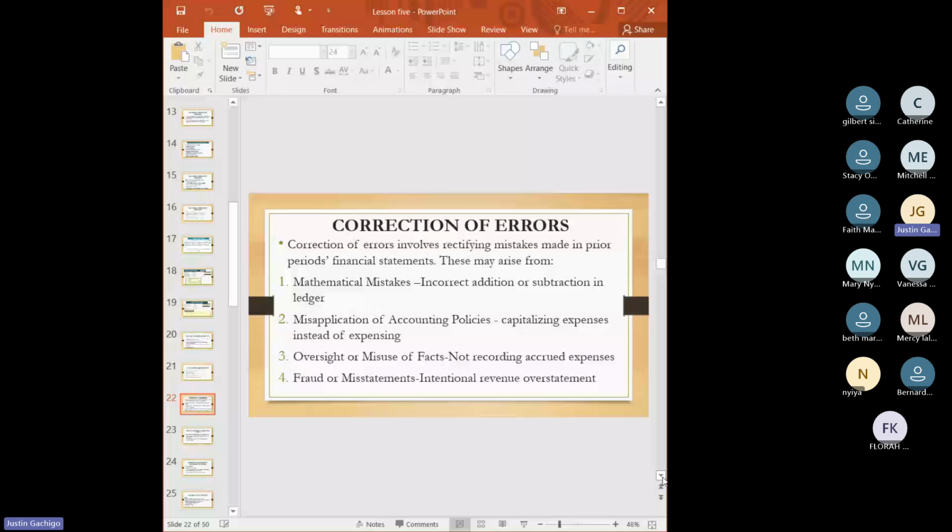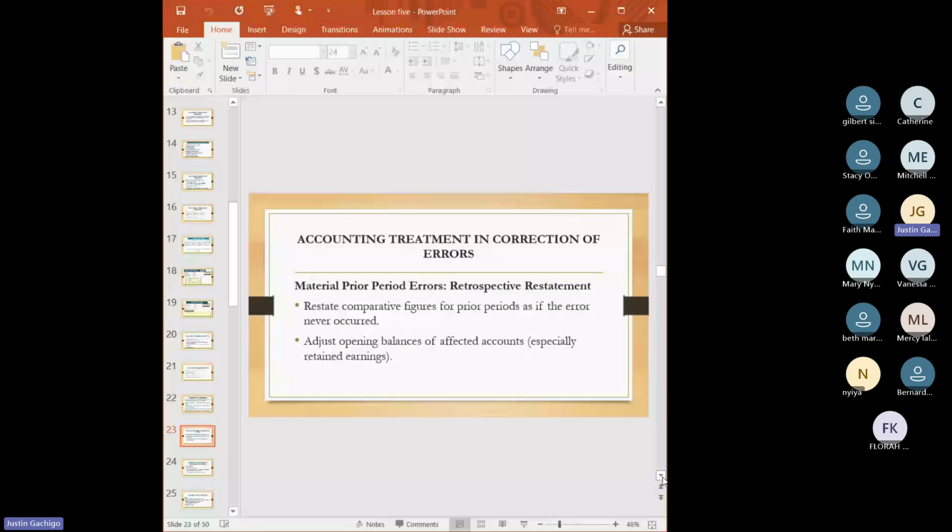The other one is fraud or misstatement. This is intentional revenue overstatement. You can decide you want to get the bonus by force, and therefore you overstate the revenue so that you can earn bonuses. So again, that is an error, and it is unethical for that matter.